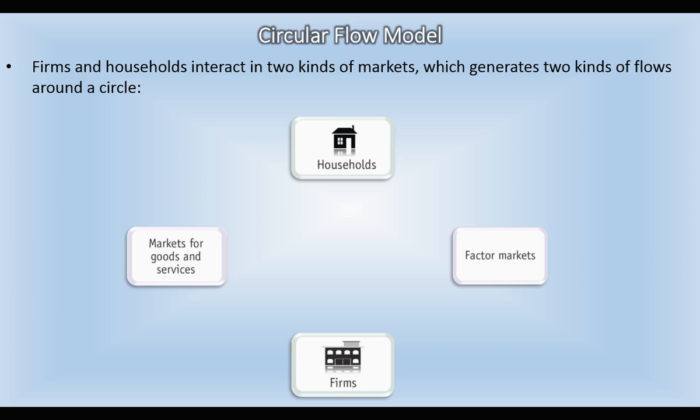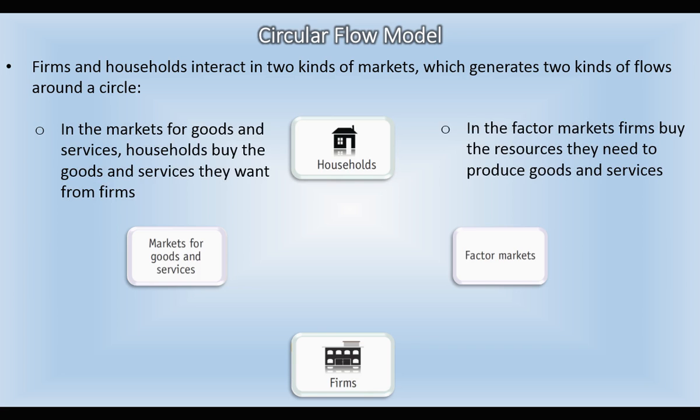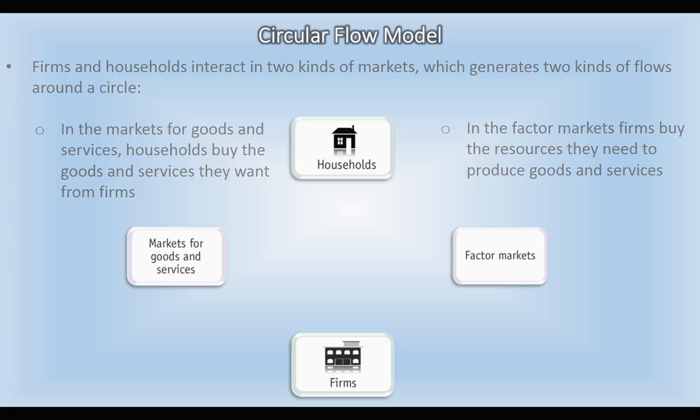There are a few other markets that they interact in the more realistic version of this, but again, we're talking simple here. So the two markets that they interact in are called the market for goods and services and the factor markets. So in the market for goods and services, households buy goods and services they want from firms, right? So households buy stuff that's produced by firms. And in the factor markets, firms buy the factors of production from households. So they buy labor and they buy maybe the capital that households might own.